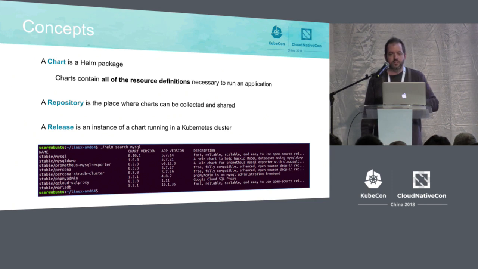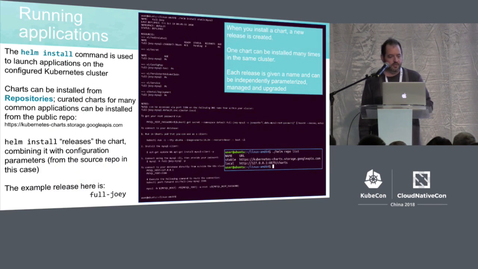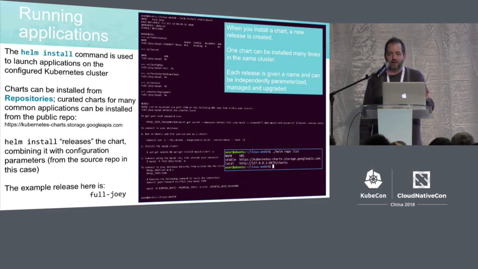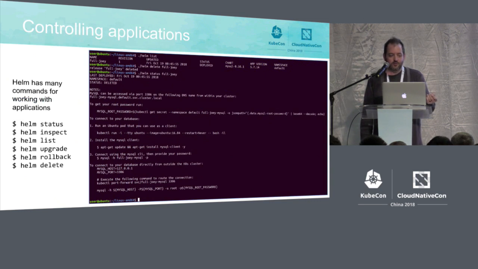So when we deploy that chart, it's going to turn into a release. It gives its own custom name, right? So we can use the chart over and over and release multiple times. So how do we do that? Helm install. Very easy, right? It's going to pull it from that public repository. The most available one is the Kubernetes charts.storage.googleapis.com, very easy to pull from. And we release the chart. It gives it a unique name and a unique identity, full Joey in this case. So how do we control it? A whole bunch of top-level commands to do it. Status, update, list, upgrade, all a bunch of commands.